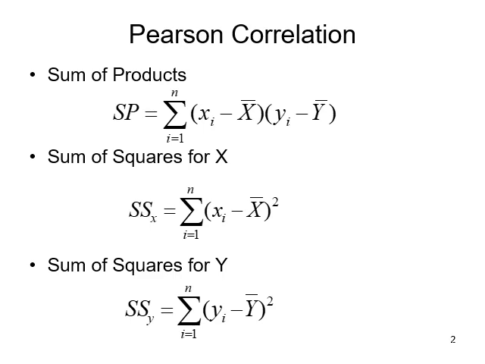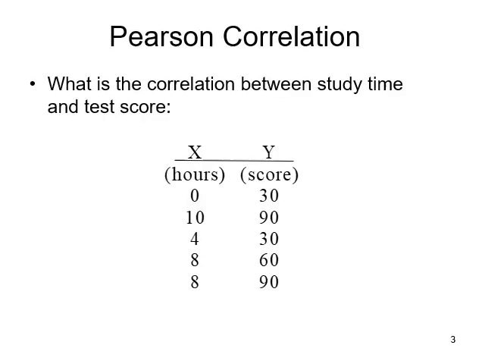And that usually is to put it all into a fairly easy to understand table, and that's what we're going to talk about next. So again, we've got our scores. In this case, I have 5 participants, and I want to look at the correlation between study time and test score. Each line represents one person. The first person studied 0 hours and got a 30. The second person studied 10 hours and got a 90. The next person studied 4 hours and got a 30. The next person studied 8 hours and got a 60. And again, the next person studied 8 hours and got a 90.